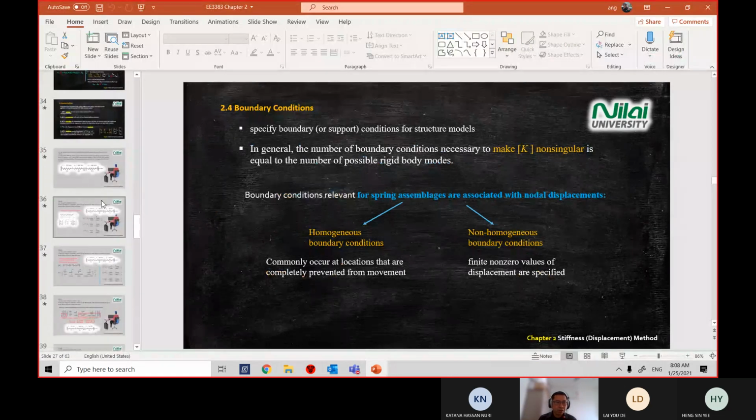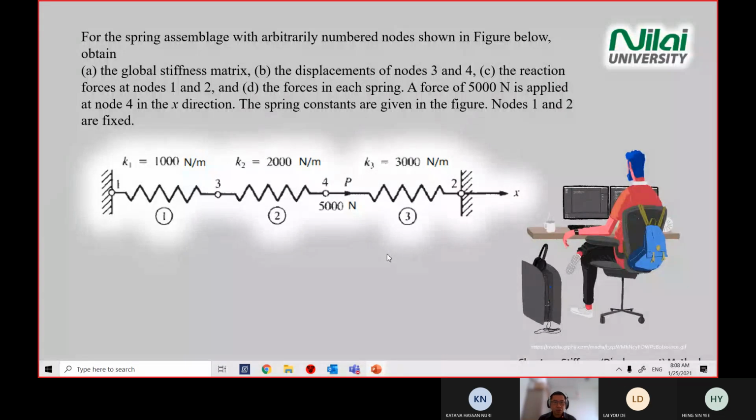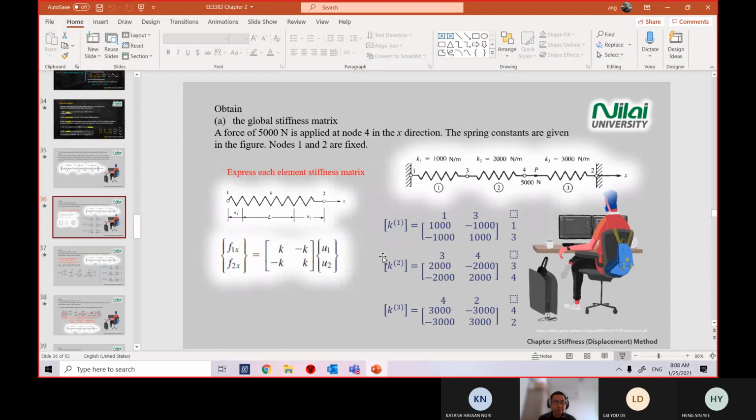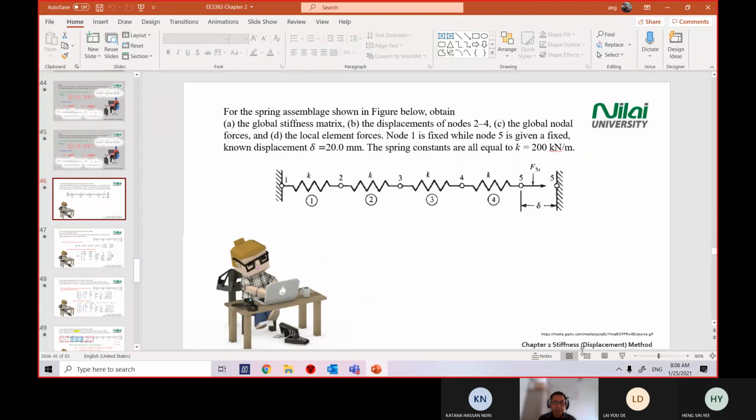And also we've gone through a few examples. This is the one that we went through last lecture: assembly of springs in series. In this case, our boundary conditions at points 1 and 2 are homogeneous. Then today we're going to look at one example, which is your tutorial question number 11.